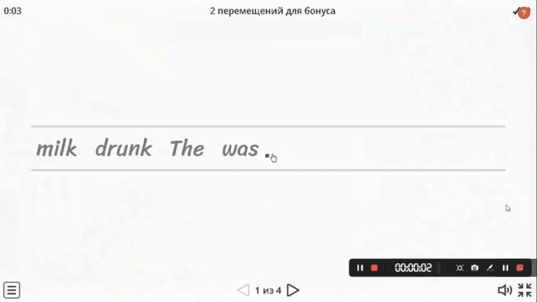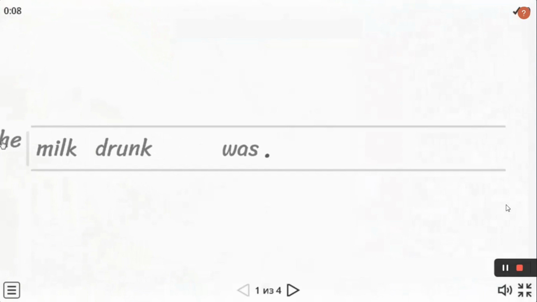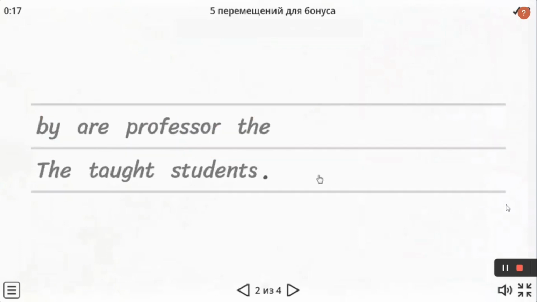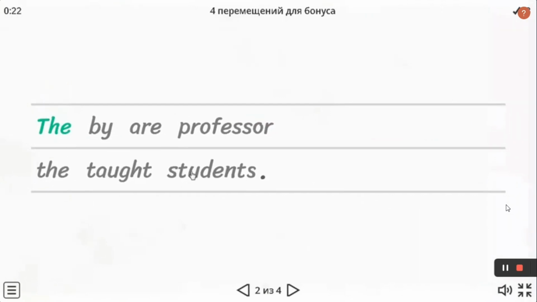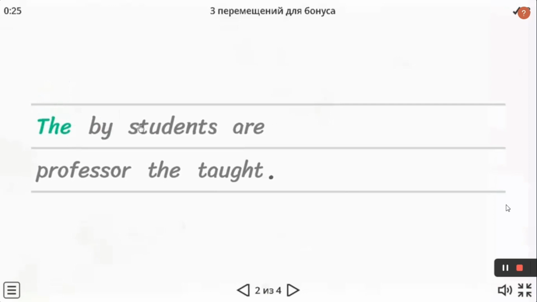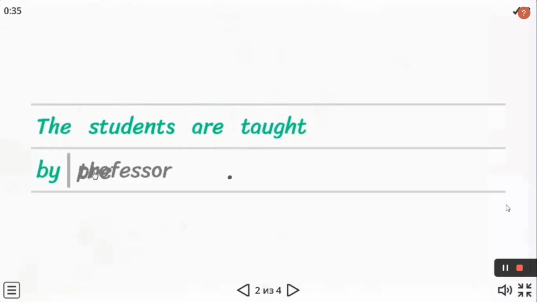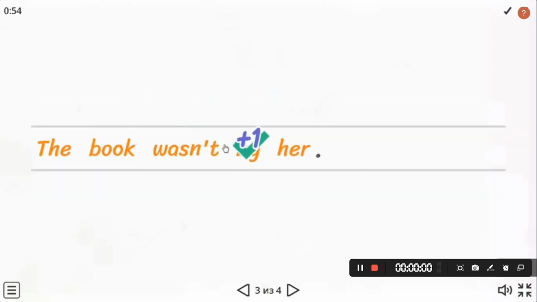You should find and write the correct sentence. The milk was drunk. The students are taught by the professor. The book wasn't by her.